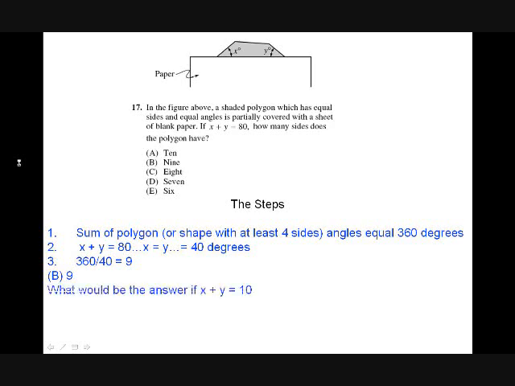What would be the answer if x plus y is equal to 10 degrees? Each angle would have to be 5 degrees, so the answer would be 72 sides.